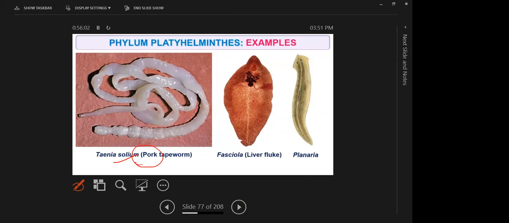So these worms, platyhelminthes. Which are the platyhelminthes diseases? Can you tell me? Anybody? Why do we fall ill? In your 9th standard, it is there. Which are the platyhelminthes diseases? Nobody knows?